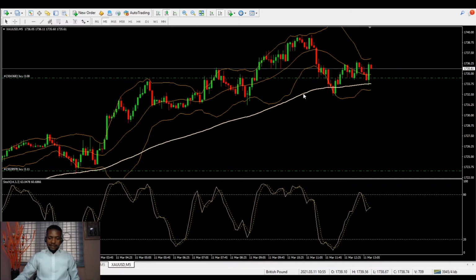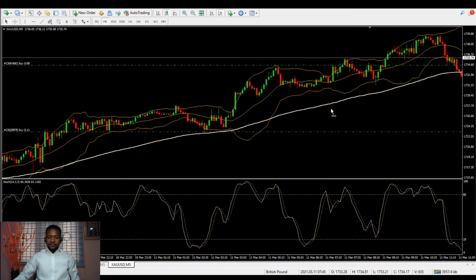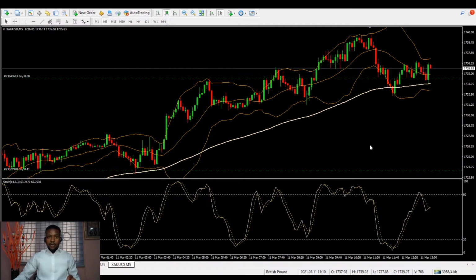This white line is the moving average, and the moving average law says that when price is above the moving average, you look for buy trades, and when price is below the moving average, you look for sell trades. And now price is above the moving average. This white line is price, while this is the moving average. So we are looking out for buy signals, and that is the law of moving average.